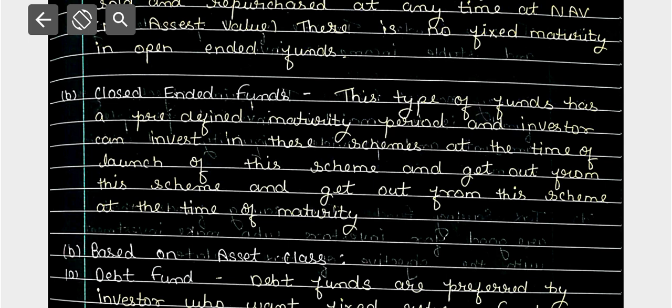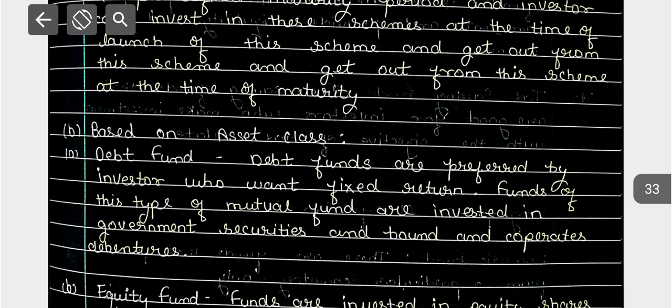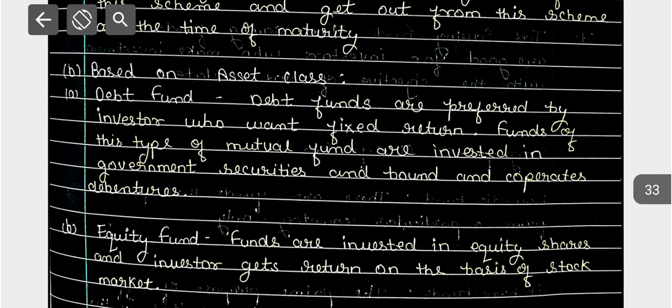उसमें predefined maturity period होता है, and investors can invest in these schemes at the time of launch. जब वो launch होता है तब investor उसमें अपना पैसा दे सकते हैं, and get out of the scheme at the time when उसकी maturity हो जाए. तब उसमें से अपना पैसा निकाल के ले जा सकते हैं.